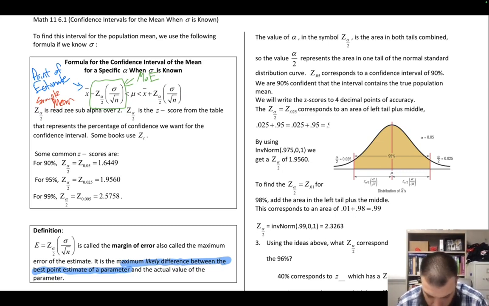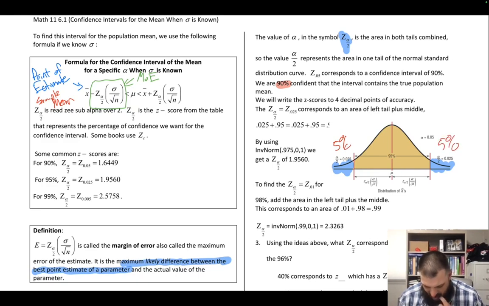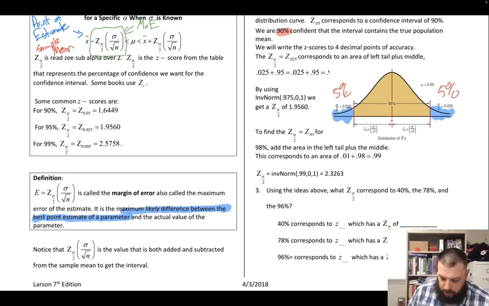What we're looking for in this sense is our z alpha over 2 symbol, which is the area in both tails combined, so that area and that area. If we're looking at 90% confidence, that means there's 10% of the data outside, and therefore there has to be 5% on this side and 5% on that side. Using these ideas, we're going to find the z-score that corresponds to the middle 40%, the middle 78%, and the middle 96%. And we can use our technology to do this.